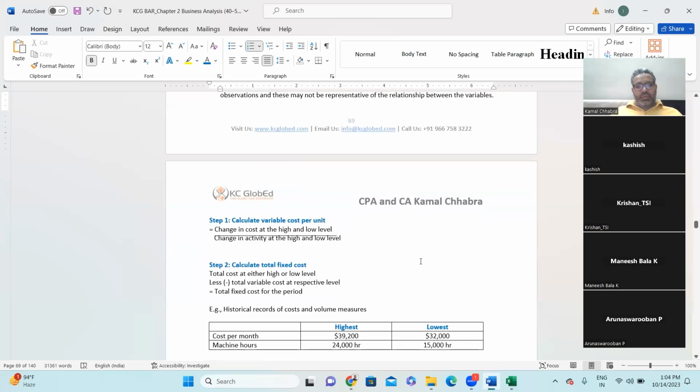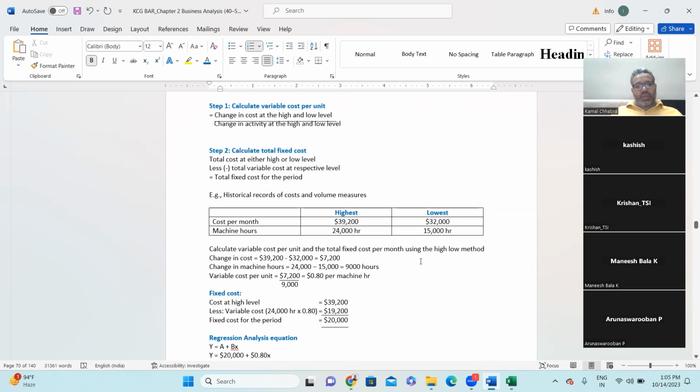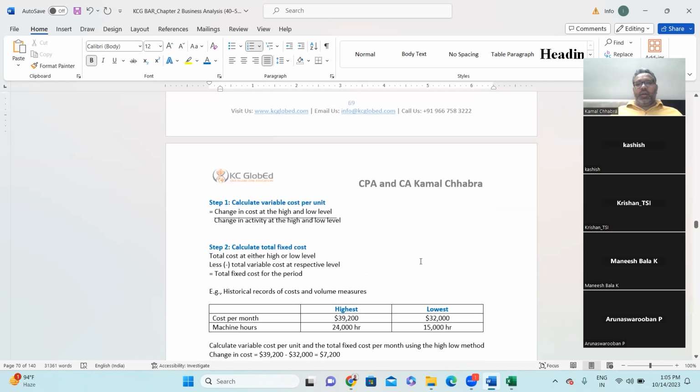So calculation, step 1 is calculate the variable cost per unit. Step 2 is calculate fixed cost, and then fixed cost plus variable cost multiplied by number of units is equal to your total cost, right?